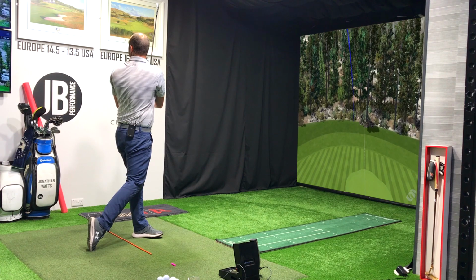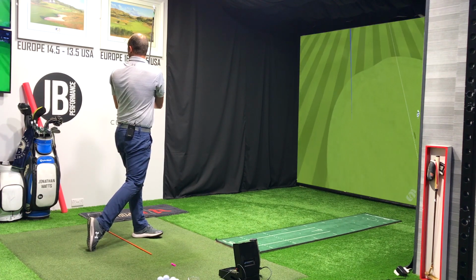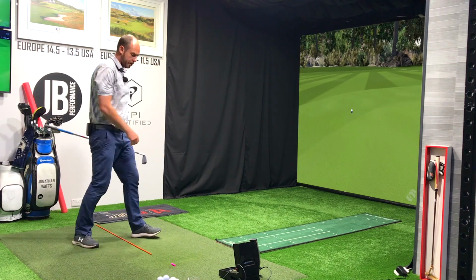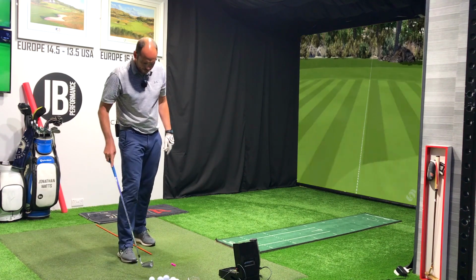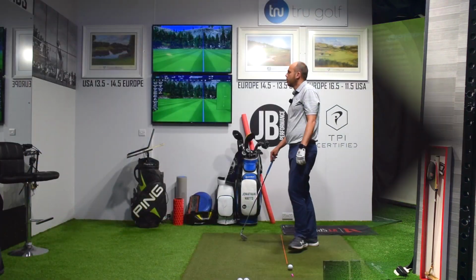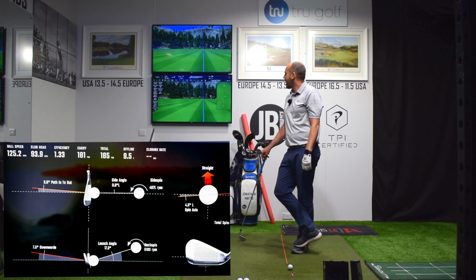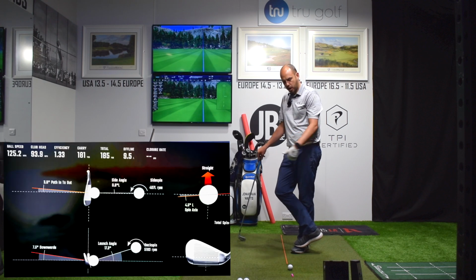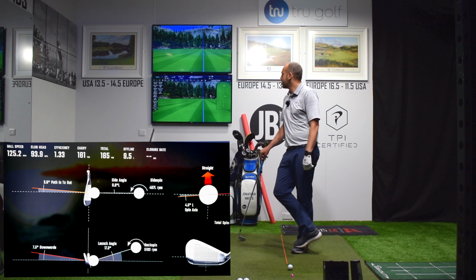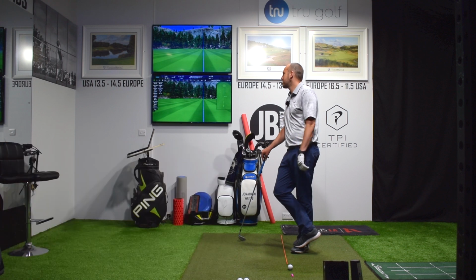So that felt very solid. Just on the left half of the green there. So on that one there, I got a path that was 3.8 in to out. So the club swinging more to the right of the target. You'll see the data up on the screen. And my angle of attack was 7 degrees, 7.5 degrees on the way down.